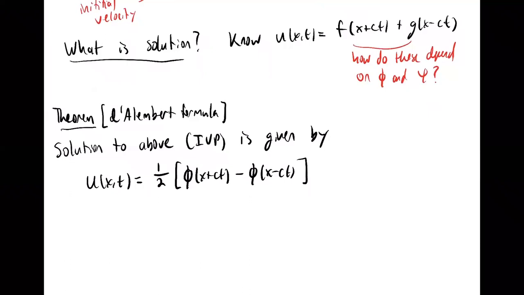And so this turns out to be 1/(2c) times a certain integral of psi, and the bounds for the integral are from x minus ct to x plus ct. So it's kind of a complicated looking formula, but at least it answers the question, meaning if I know what the initial position is and I know what the initial velocity is, I can just plug those into this formula and presumably calculate my full solution.